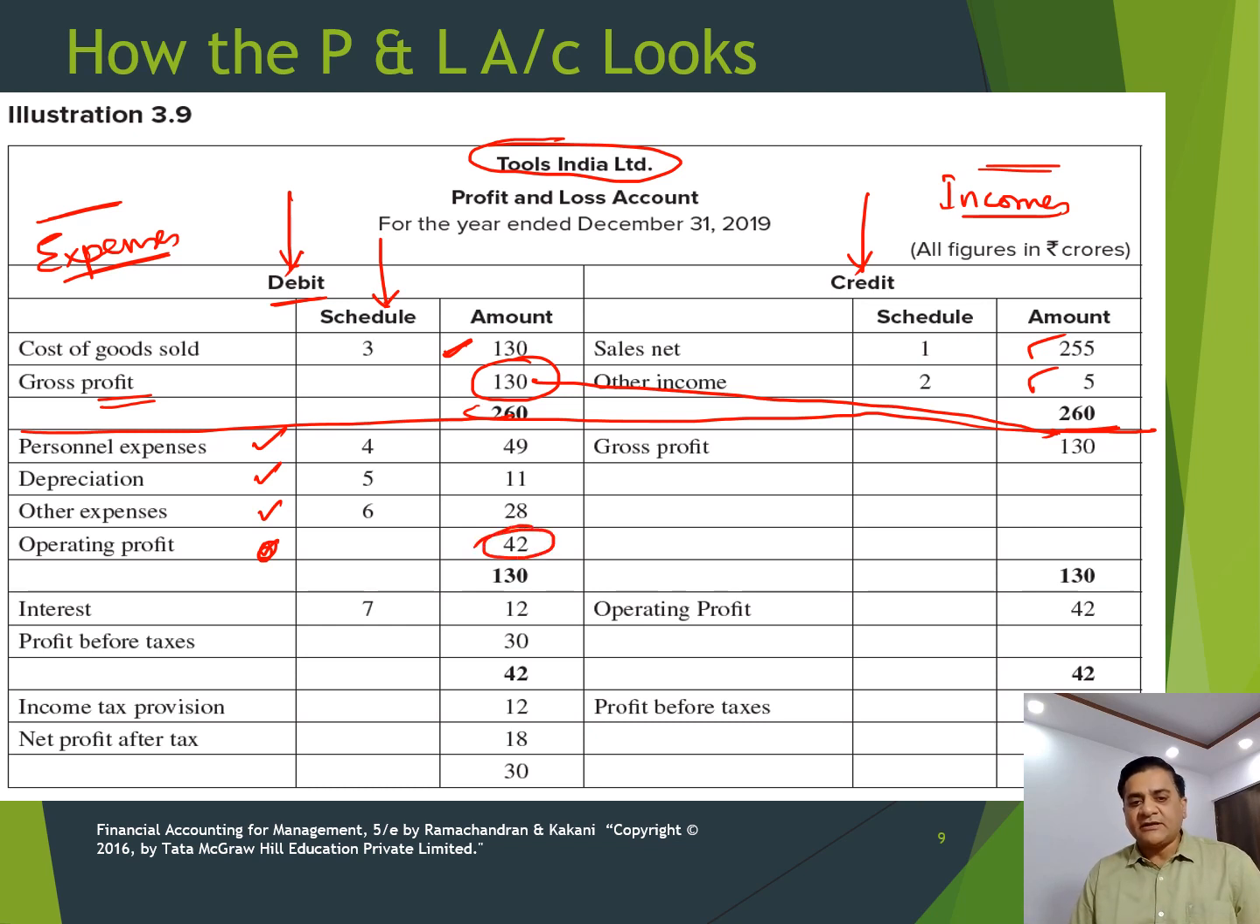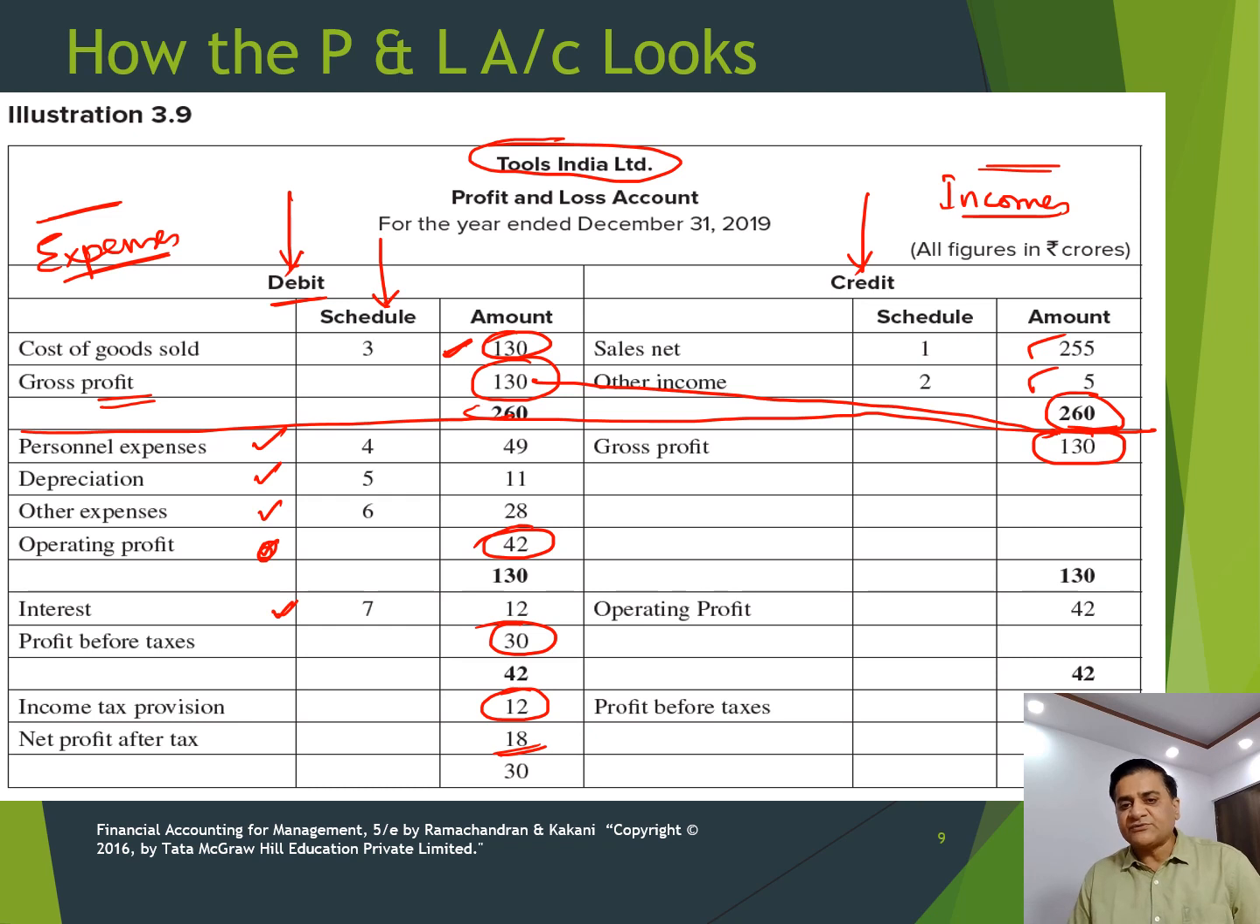Out of the operating profit, we deduct the interest paid. This gives you the profit before taxes. Out of this profit, if I deduct the taxes, then what is left is the profit after tax. Right? What I have done: out of the income, which is 260, I deducted the expenses, which are 130. What is remaining is 130.